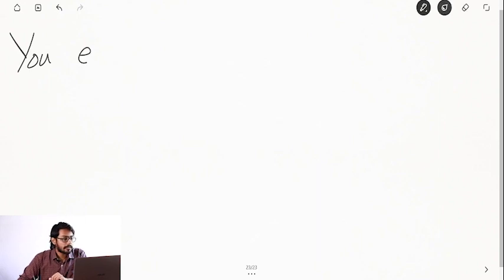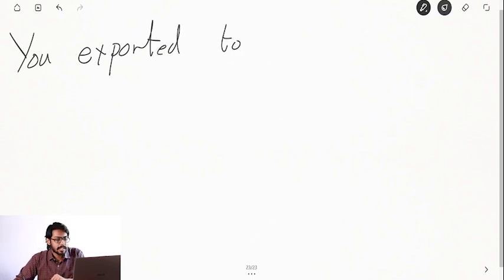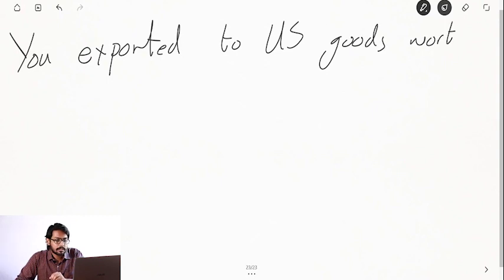You export it to Japan. Let's go to US itself. You export it to US. Goods worth dollars 1,50,000.